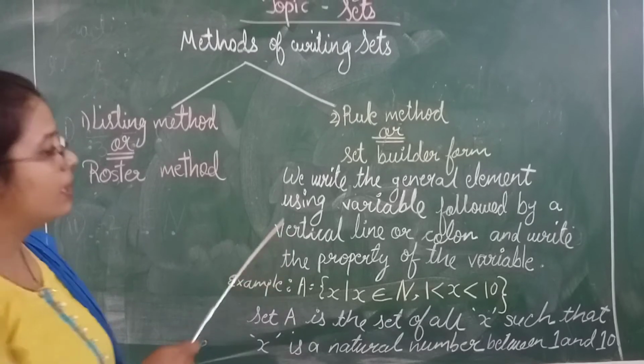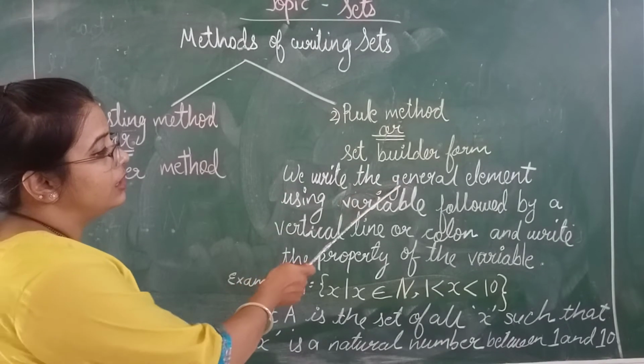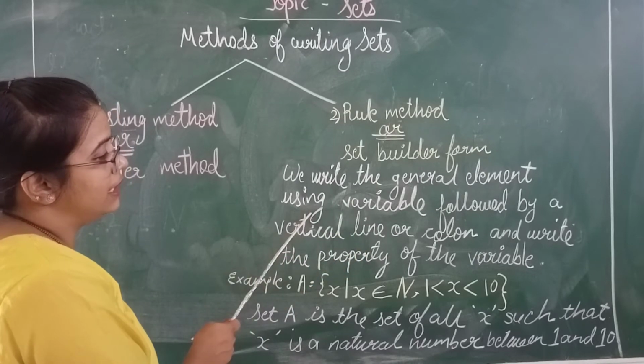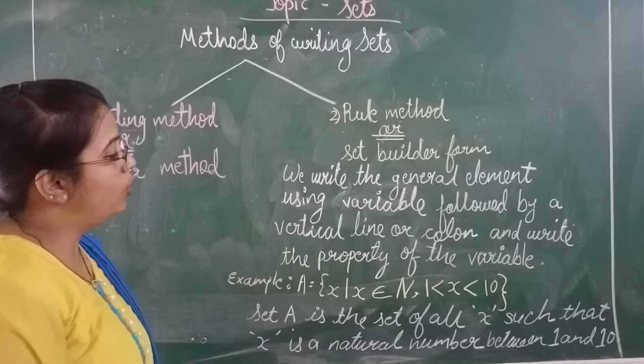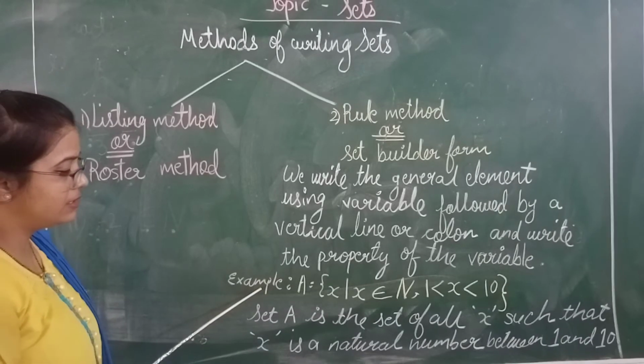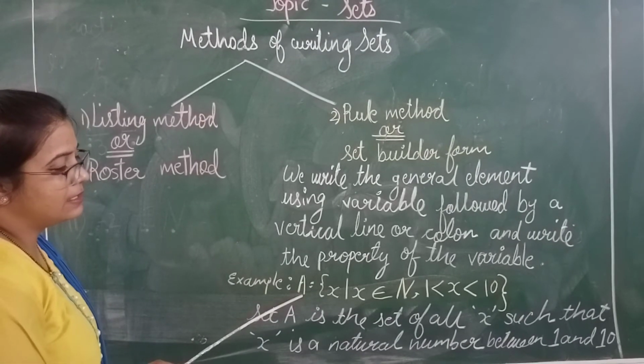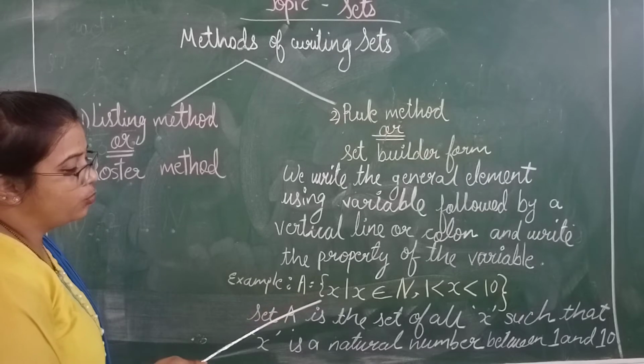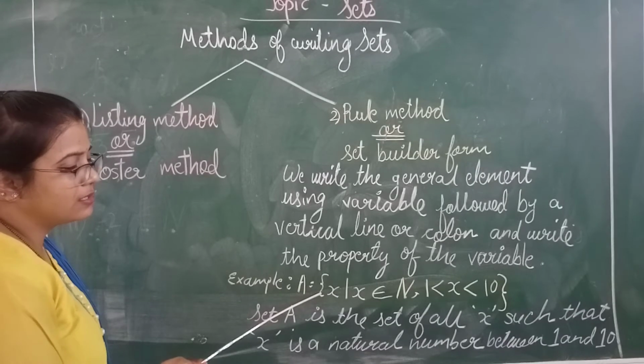Actually, we write the general element using a variable followed by a vertical line or colon, and then write the property of the variable. Now, one example we have considered. This is the example of a rule method. How will we read this?